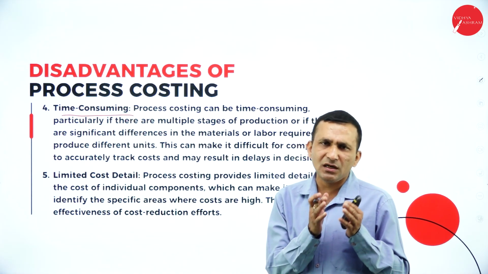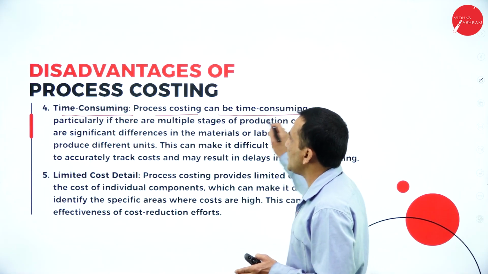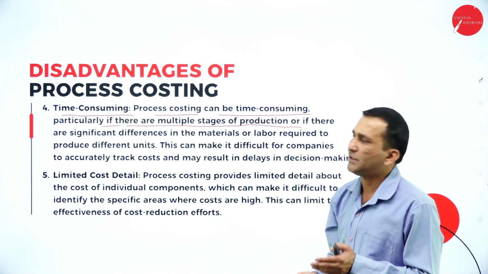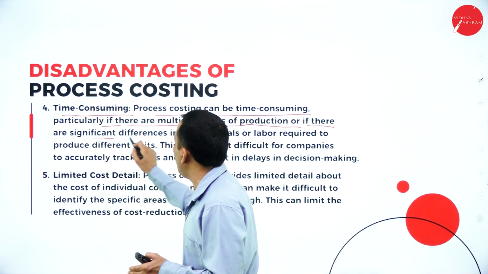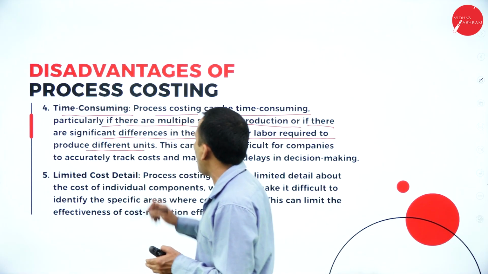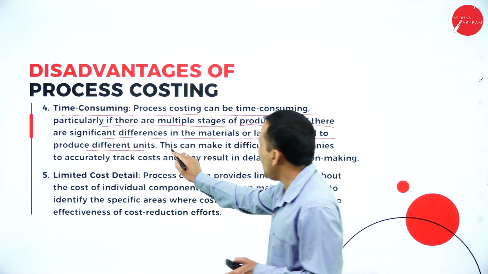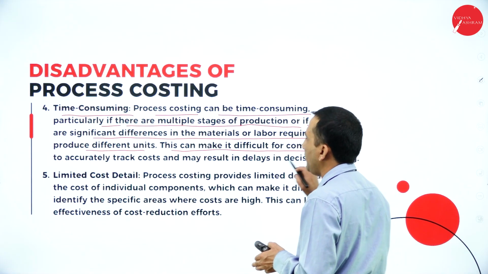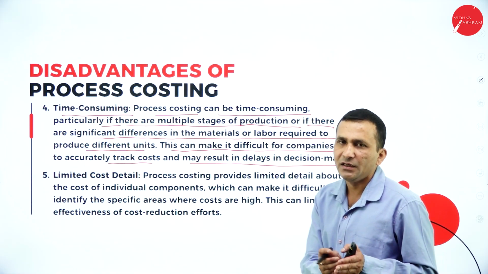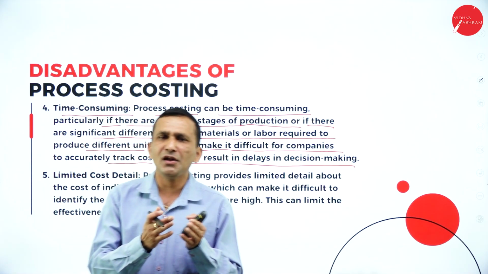Moving to the fourth one, time consuming. Preparing a process costing, of course the time consumption is more. The process costing can be time consuming, particularly if there are multiple stages of production, or if there is a significant difference in the material and labor required to produce different products, because the preparation is very difficult. This can make it difficult for the company to accurately track cost and may result in delay of decision making. So unless you prepare the process costing, we cannot take the decisions.